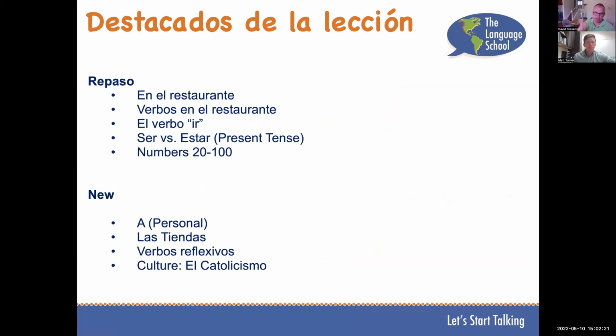Entonces, hoy vamos a repasar el restaurante. Vamos a hablar del verbo ir, la diferencia entre ser y estar y los números hasta 100. Vamos a aprender la palabra a y especialmente su uso en la forma personal. Vamos a hablar de las tiendas, los verbos reflexivos y un poco de cultura acerca del catolicismo.